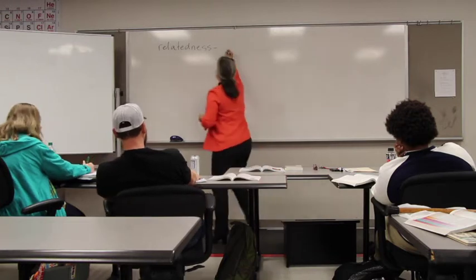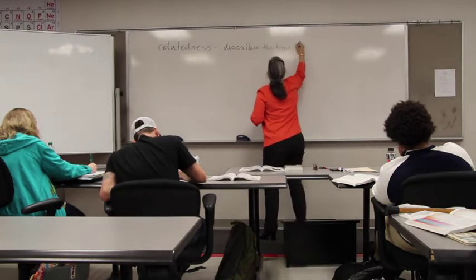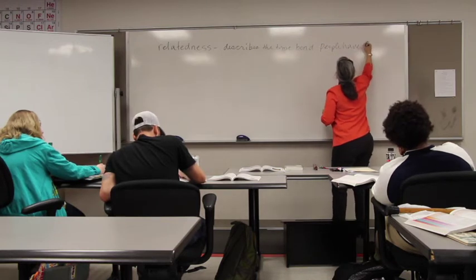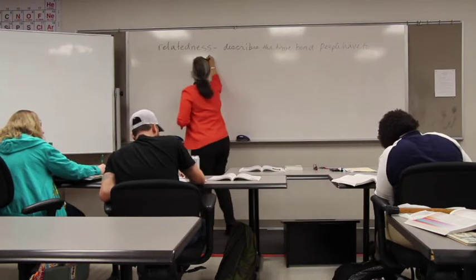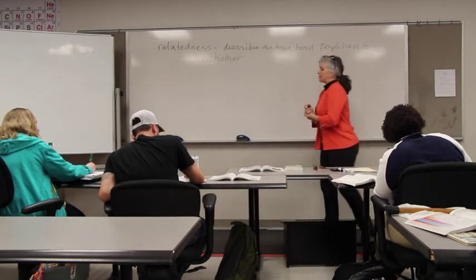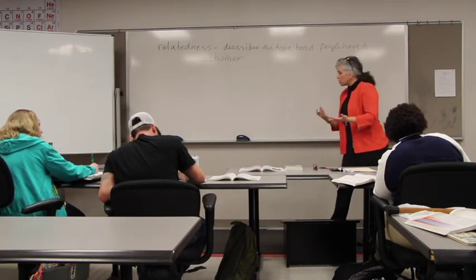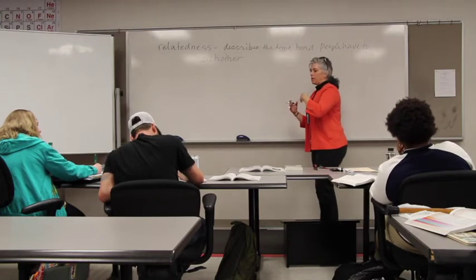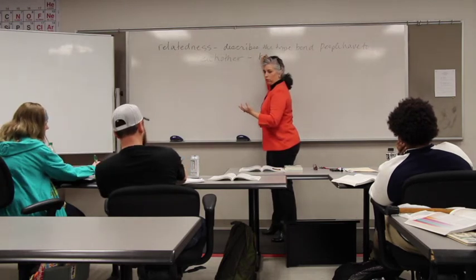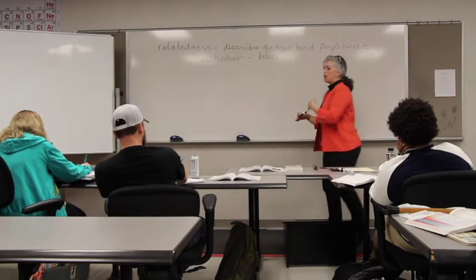Okay? So relatedness describes the type of bond that people have to each other. Of course, some of the bonds that our mind immediately goes to would include what? Sister, brother, or a bloodline, right? So this unit we're going to talk a lot about bloodlines.